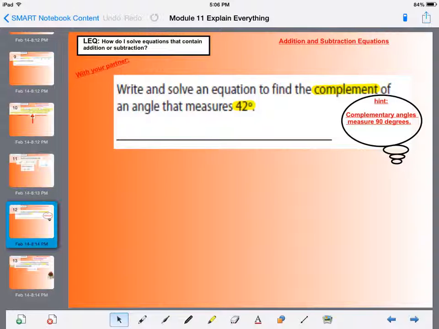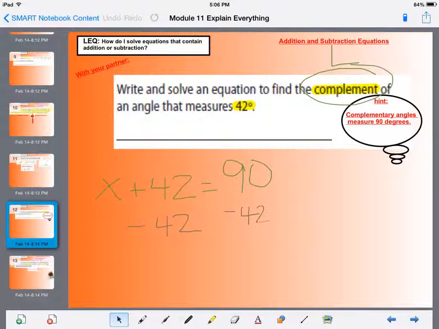When asked to write and solve an equation to find the complement of an angle that measures 42 degrees, complement comes from the word complementary angle, which we know is the corner one. So we're looking for angle measures of 90 degrees. So the expression that we can write is x plus 42 equals 90 degrees. And so to solve for x, we're going to have to do the inverse operation of plus, which is minus 42 on both sides. That way I can cancel and solve for x.